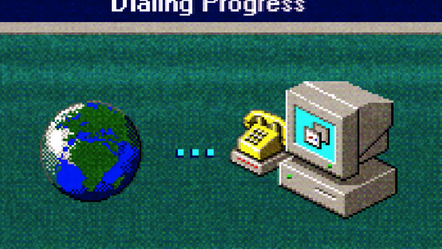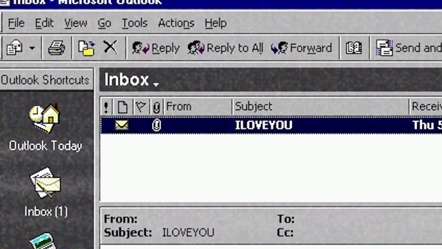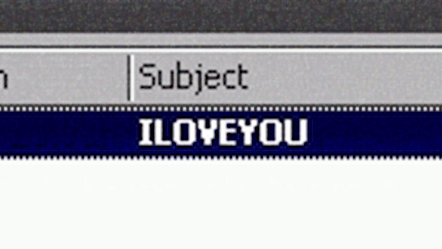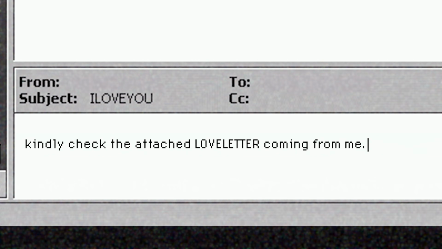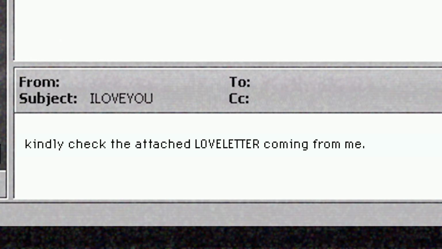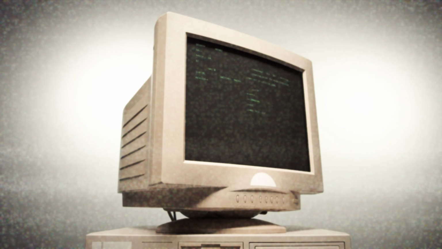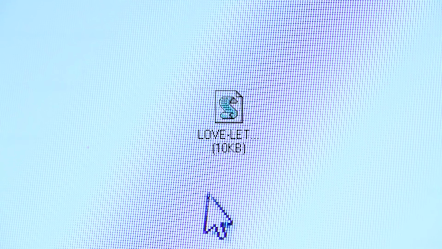Your emails finally load. A message from an old flame catches your eye. The subject reads, "I love you." Your heart races and you quickly open the email. "Kindly check the attached love letter coming from me," it reads. You briefly wonder why the love letter wasn't just written in the body of the email, but you're too curious to question it further. You click on the attachment, a .txt file.